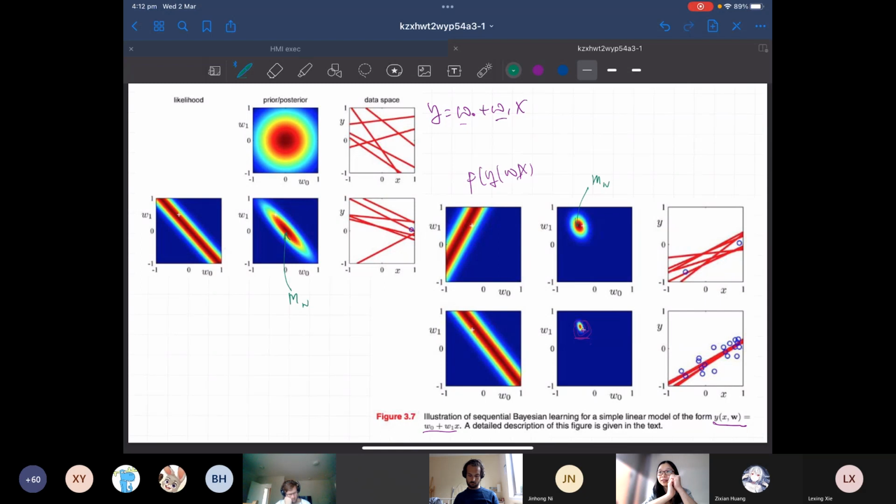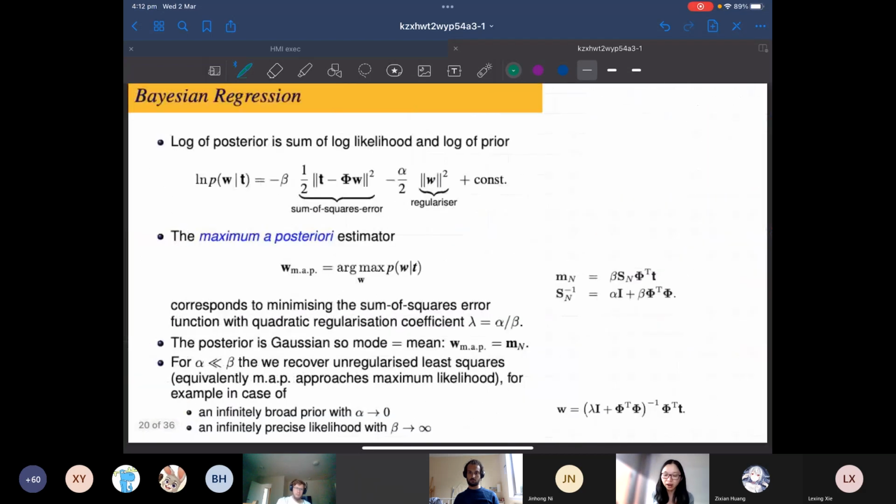Thanks, Qingyu. Jin Hong asked, and by the way, there's no silly question in this class, so ask away: how is Bayesian regression actually the same as maximum likelihood? Good question. Let's go there.